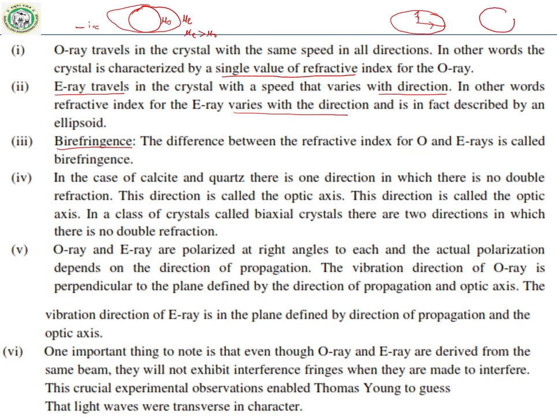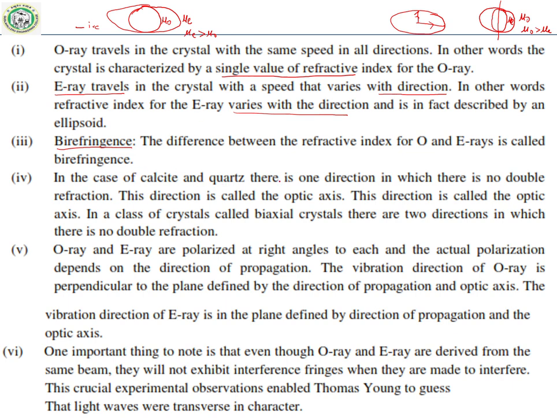In the other case, this is our ordinary ray and this is our extraordinary ray. Here the ordinary ray is predominating over the extraordinary ray: mu naught is greater than mu e. That kind of crystal we call a positive crystal. So birefringence is the refractive index difference between ordinary and extraordinary, it may be mu naught minus mu e or mu e minus mu naught. If mu e is greater than mu naught, we call it a negative crystal. If mu naught is greater than mu e, we call it a positive crystal.